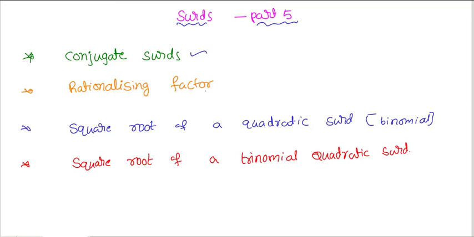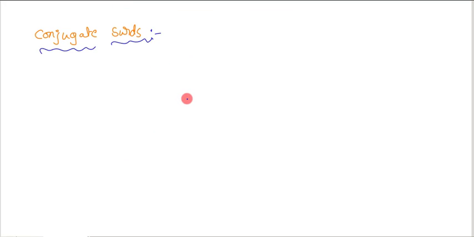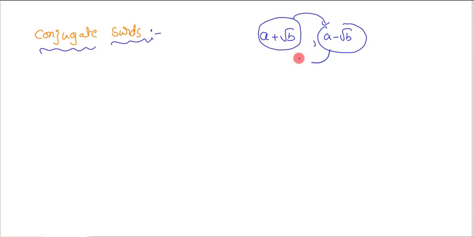Now let us discuss the first topic, that is conjugate surds. Conjugate surds means the binomial surds which are in the form of a plus root b and a minus root b. The binomial surds which are in the form of a plus root b and a minus root b are called conjugate surds. For a plus root b, a minus root b is the conjugate surd, and for a minus root b, a plus root b is the conjugate surd. That means each surd is called a conjugate to the other.